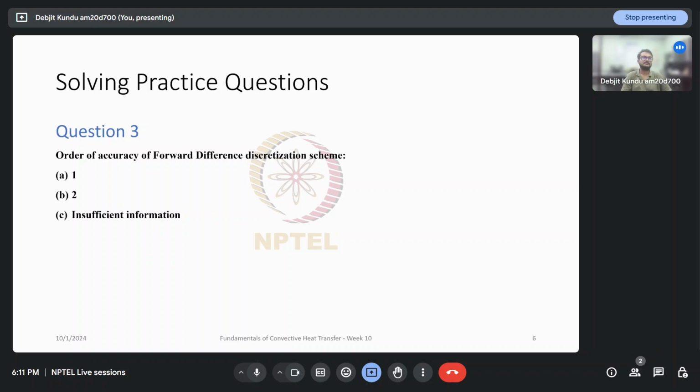Question number 3 is asking what is the order of accuracy of the forward difference discretization scheme? Is it option A, 1? Is it option B, 2? Or is it option C, insufficient information? Let's say I'm using forward difference discretization, and this is my, let's say, delta x. What is the order of accuracy? Is it order 1? Is it order 2? Or is it something else? Or is there not sufficient information being given in this question in the first place?